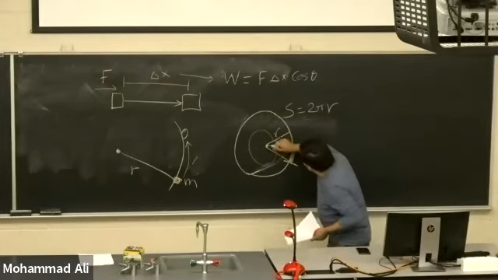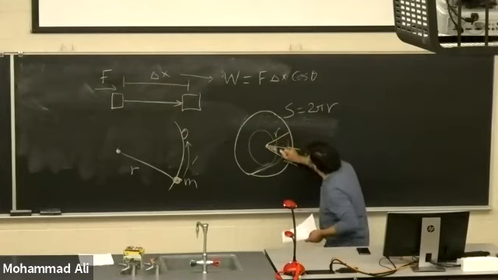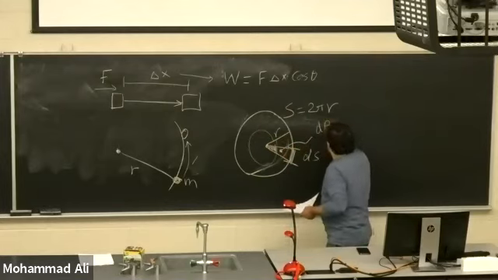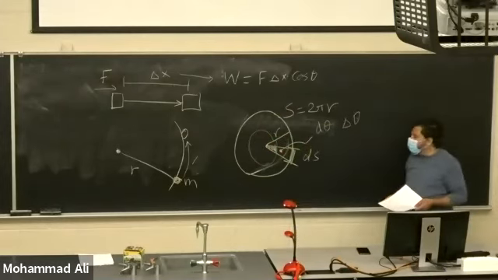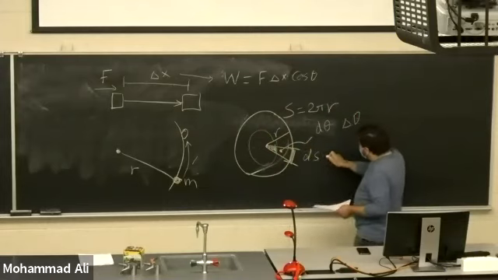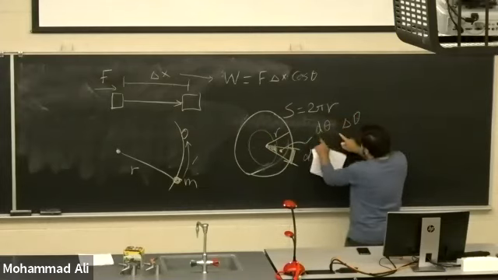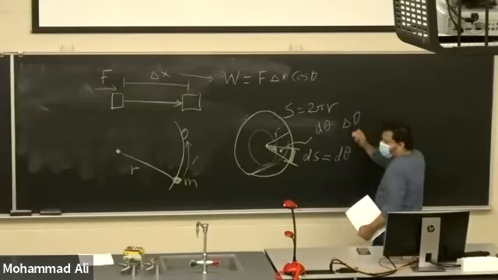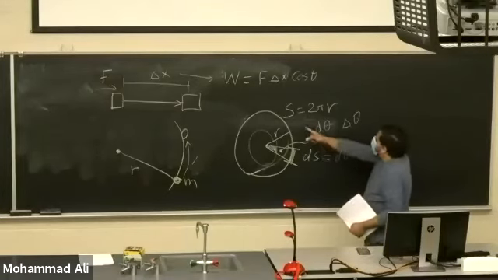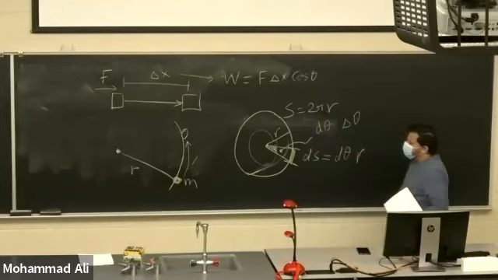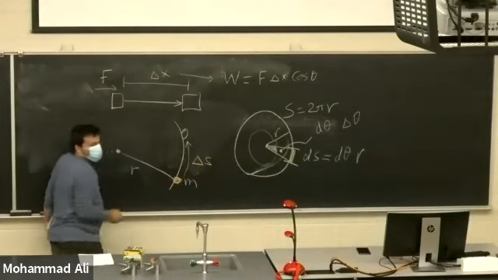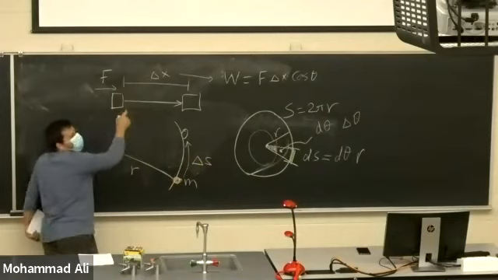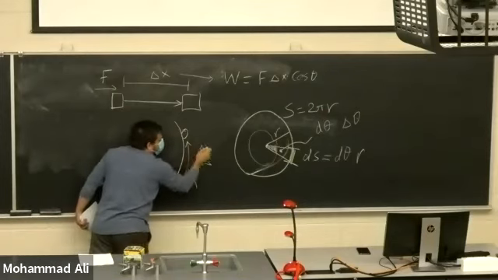But when we deal with d theta or delta theta, it is a part of that total 2 pi. Then we have ds, and this ds is the angle d theta or delta theta, if you need, multiplied by the r, the radius. Okay, our mass now is moving delta s, or in work language, it is delta x, right?